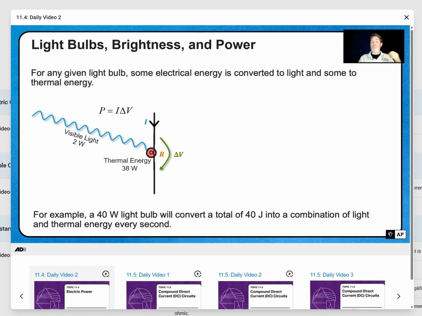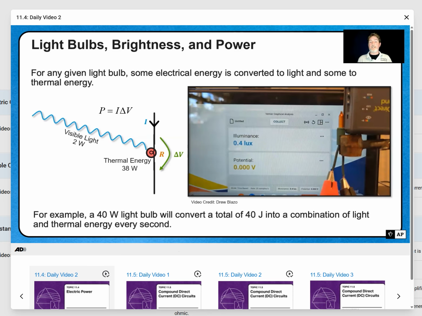As we ramp up the power in a light bulb, you'll see that the brightness changes. And here in this example, you can see that as we turn up the voltage on this light bulb, eventually the light bulb will burn out, but the brightness is increasing. We have a voltmeter and a light sensor measuring both quantities as we increase the voltage. So for a light bulb, we can qualitatively say that the brighter the light bulb is, the more power it is dissipating.